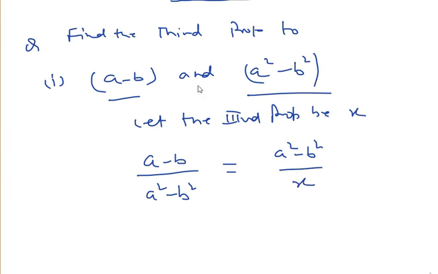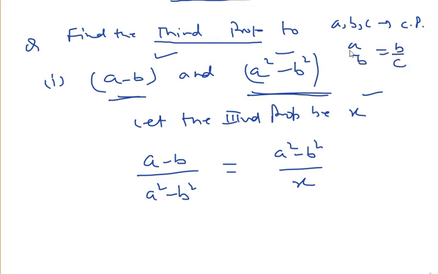So mind it, whenever we have to find the third proportional and two proportionals are given to you, then including the third proportional, these three numbers will be in continued proportion. And I have already explained to you, if a, b, c are in continued proportion, then a upon b will be equal to b upon c. Please remember that. So now we can simplify here.